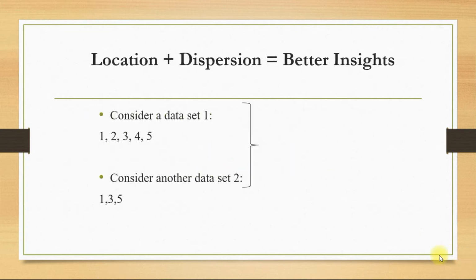Now let's understand this with the help of one more example. Here again we have two data sets. Dataset 1 has 5 observations and dataset 2 has only 3 observations. Both datasets have the same mean or median value, that is 3. But do you think data is equally spread in both the datasets? So that means if we are talking about variation in dataset 1 and dataset 2, is it the same?